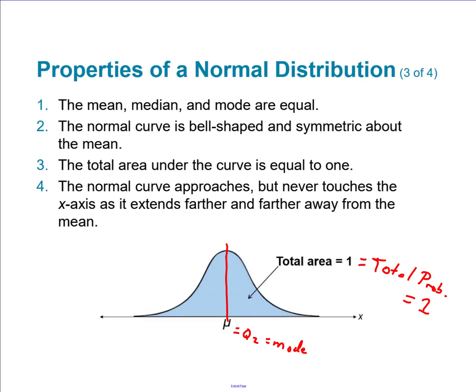So the normal curve approaches, but never touches the x-axis as it goes farther and farther out from the mean. So as we go way out towards the ends out here, it's going to get closer and closer, but it's never going to touch. There's always still going to be some space between the x-axis and the curve. So in other words, there's always going to be some area out there, some probability out there, as far out as we can go, all the way from negative infinity to positive infinity.